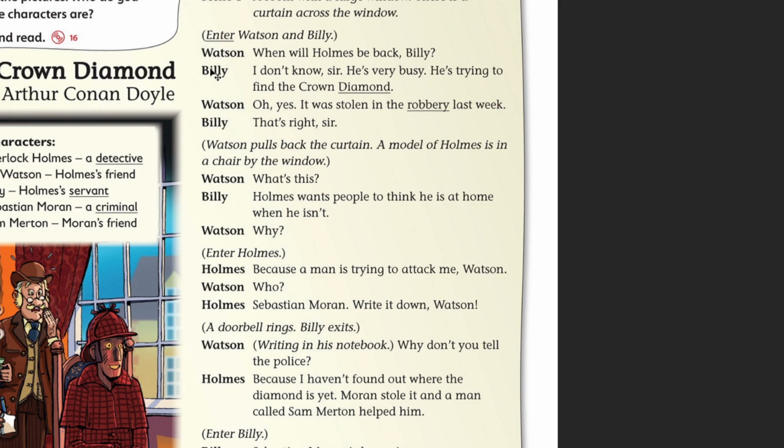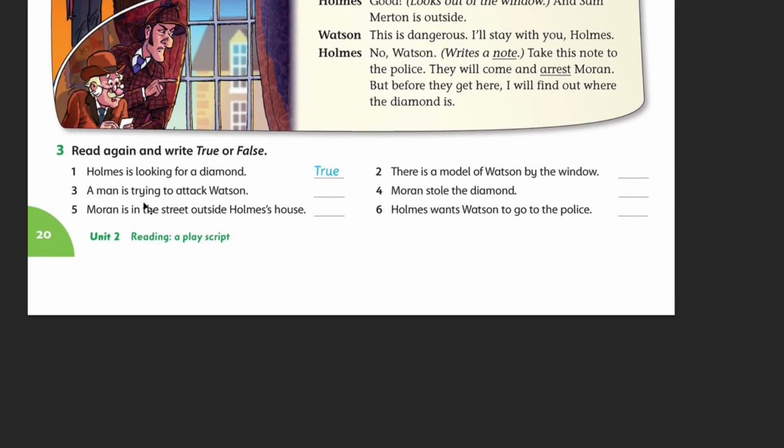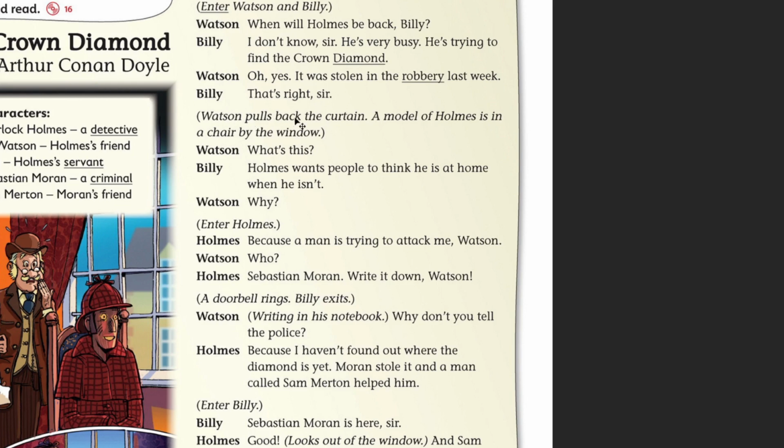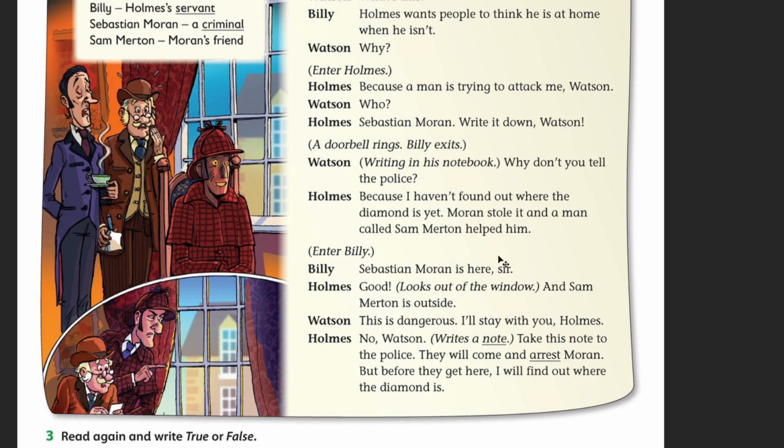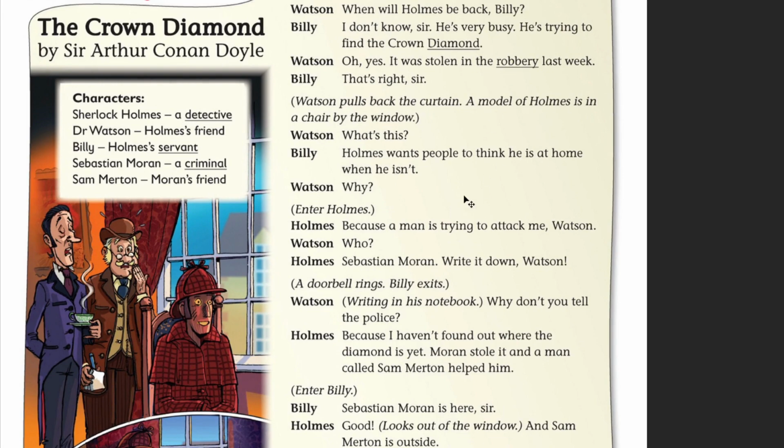Yes, as you can see here, Billy said, "I don't know, sir. He's very busy and he's trying to find the crown diamond." So it is true that Holmes is looking for the crown diamond. Number 2, there is a model of Watson by the window. Is it true? Watson pulls back the curtain. A model of Holmes is in a chair by the window. It is false, because there is a model of Holmes in the chair by the window.